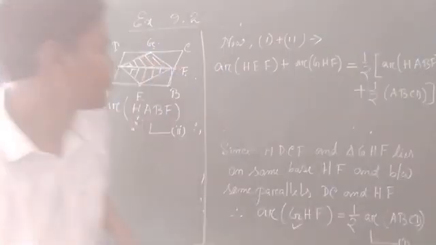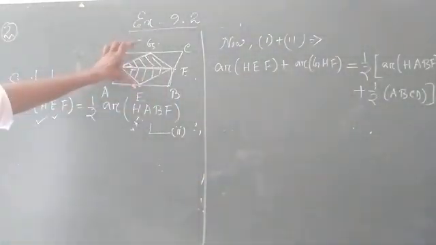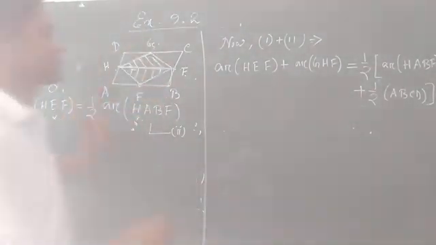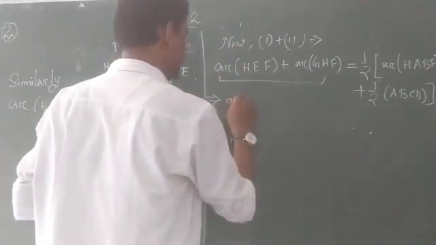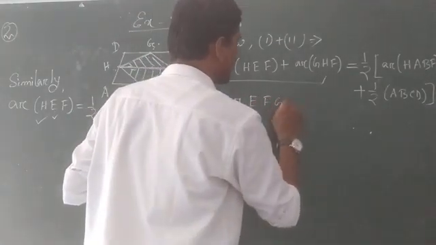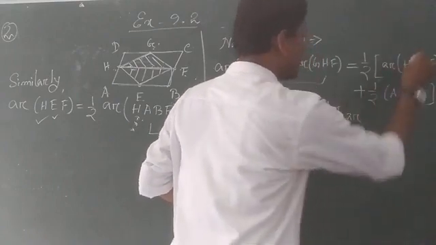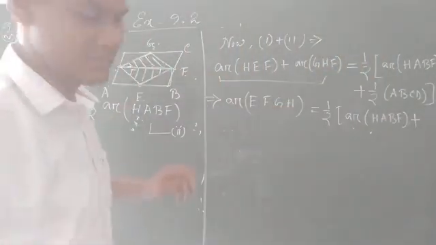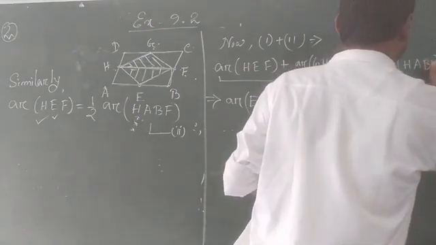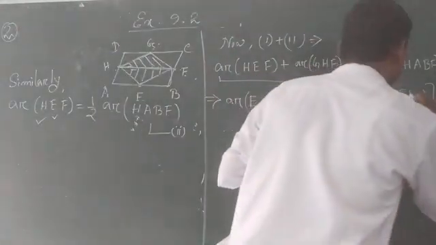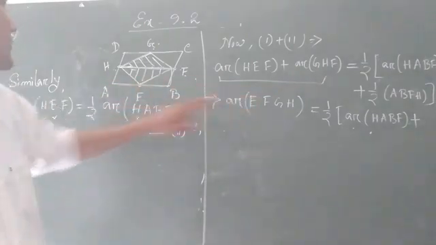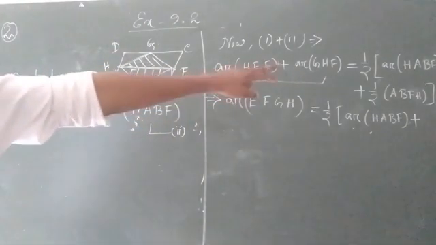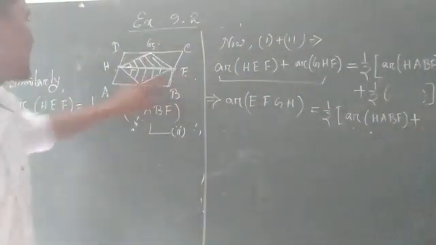Okay, now look, if I combine both the triangles, I will get EFGH. So in place of these two, I can write area EFGH is equal to, take half common, half area HABF plus ABFH. Mistakenly I have written ABCD, but it is not ABCD. One is this one, HABF, and another one is the upper one, this one, HFCD.